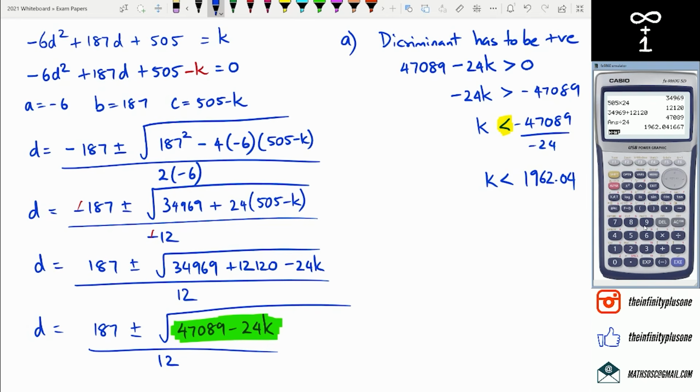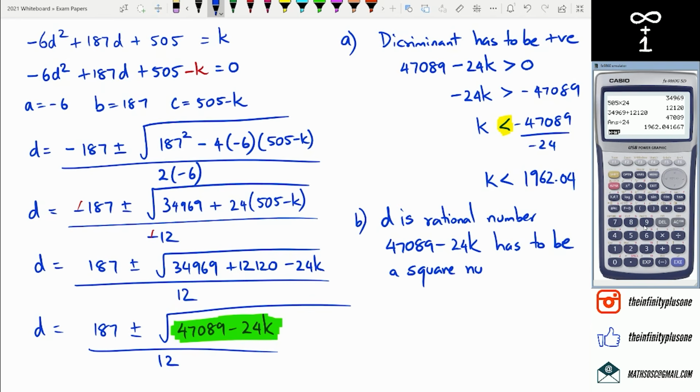My second point is that discriminant d is a rational number. All right, so if d is a rational number, then the bracket, whatever the discriminant, like the 47089 minus 24k, has to be a square number. So for d to be a rational number, 47089 minus 24k has to be a square number. Because remember that we're not looking for decimals or anything like that. It has to be like a perfect number. And the other one is like d is an integer as well.